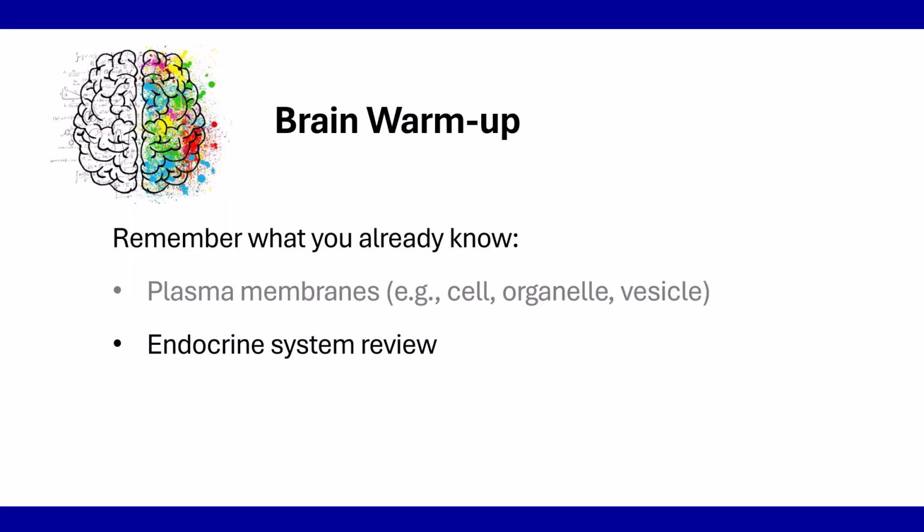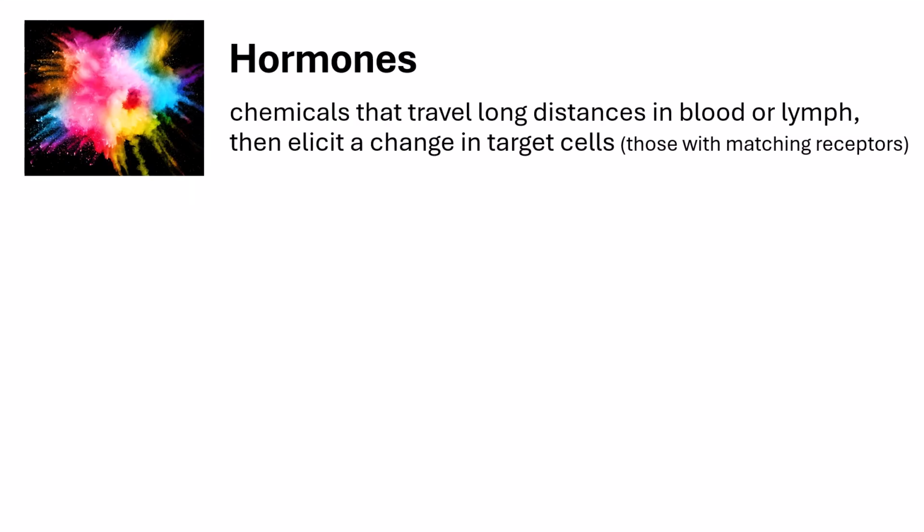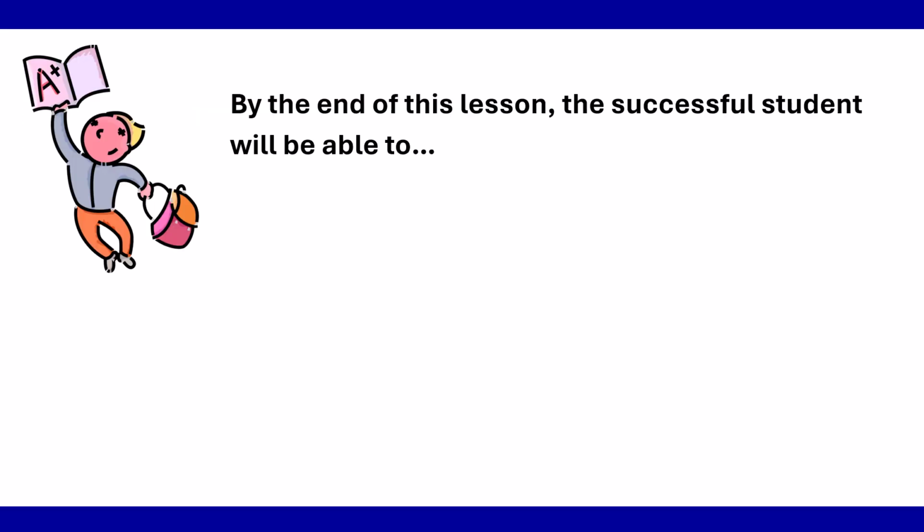Next, let's remember what we learned in a previous lesson when we began thinking about the endocrine system. You previously learned that hormones are chemical messengers produced in an endocrine gland that travel throughout the body to their target cells, which is any cell that has a matching receptor. Keeping all of this in mind, you're well prepared for the next challenge.